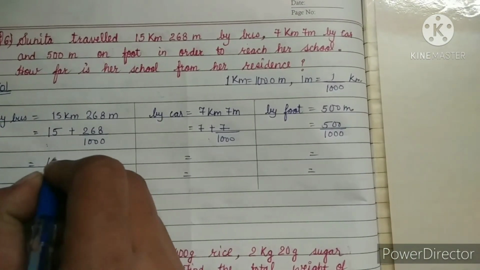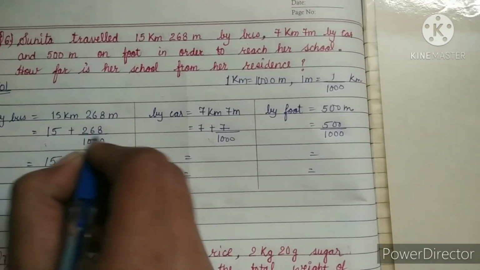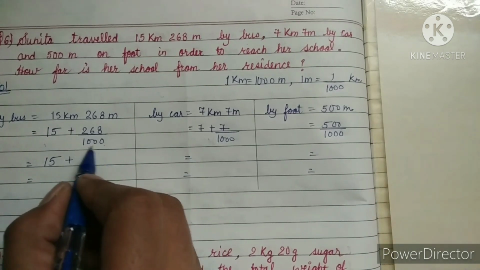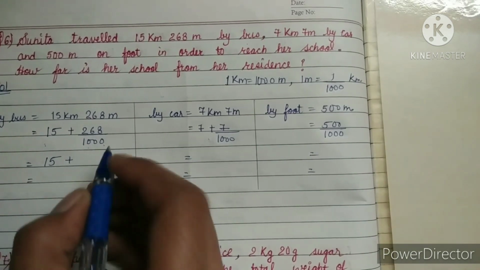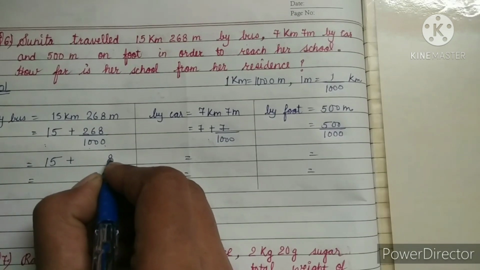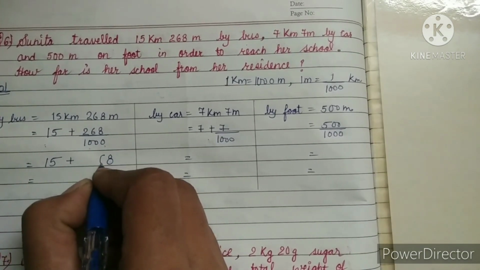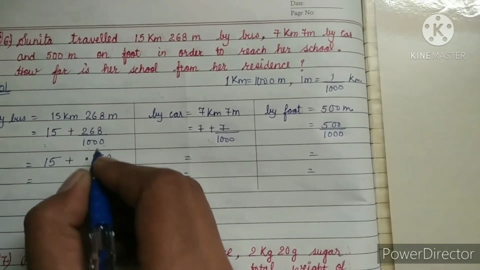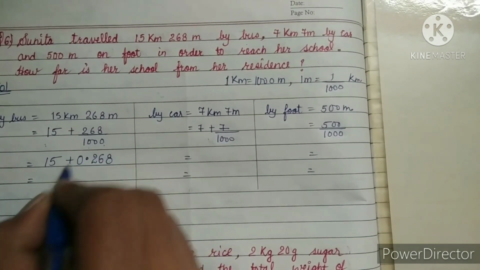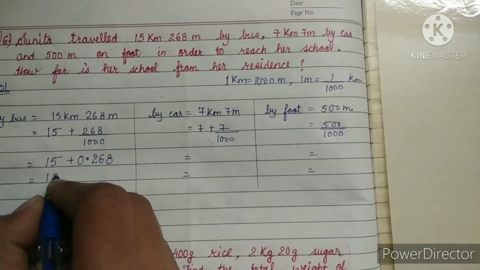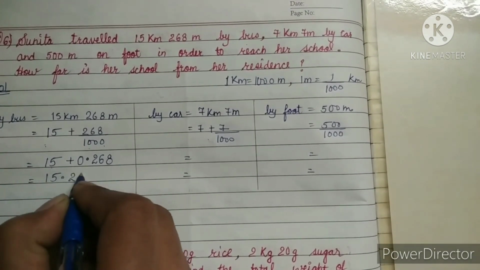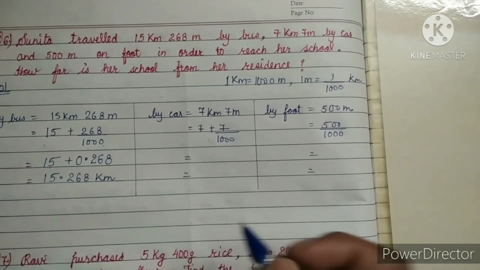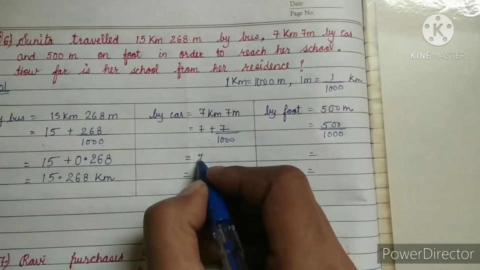So 15 is here. Now 268 is divided by 1000. 1000 has 3 zeros. It means after leaving 3 values we will put the decimal. First value 8, second value 6, third value 2. Then we will put the decimal with 0. Now we will add them and it will become 15.268 kilometer.